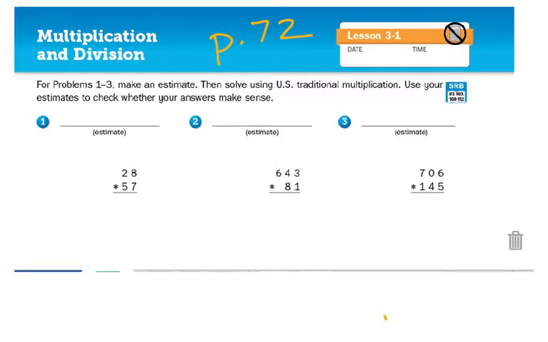So let's start with estimating. 28 is closest to 30. 57 is closest to 60. And now it just becomes a basic extended fact. 3 times 6 is 18. And then I add on 2 zeros. My answer should be close to 1,800.